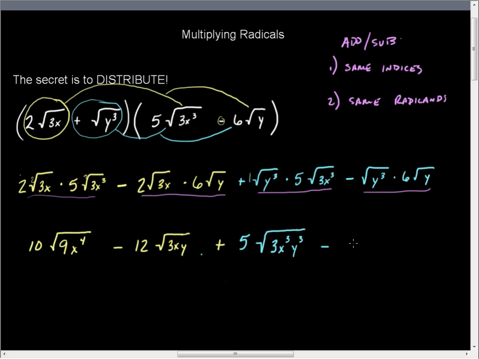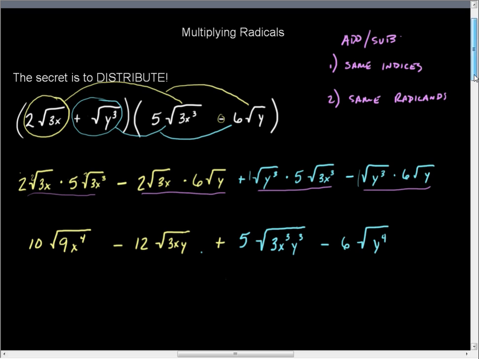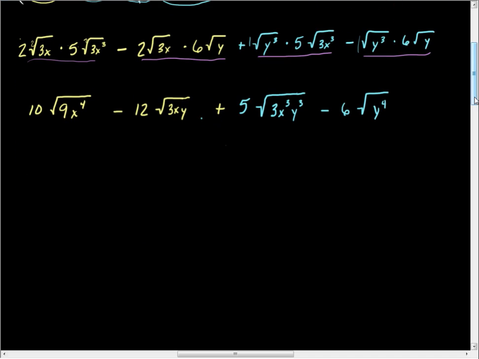And then finally minus, and I have 1, an imaginary 1 out front, times 6 is 6. Under the radical, I have y cubed and y for a total of y to the 4th. Okay, at this point, we are simplifying. I would simplify first before I try to add or subtract. And so I ask, this is 10 times.